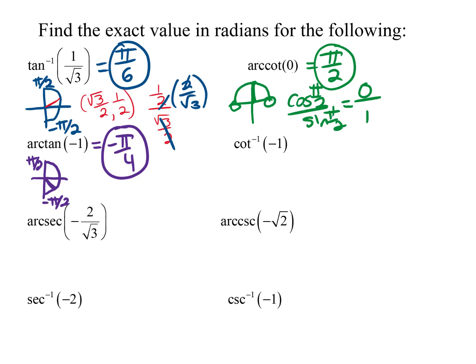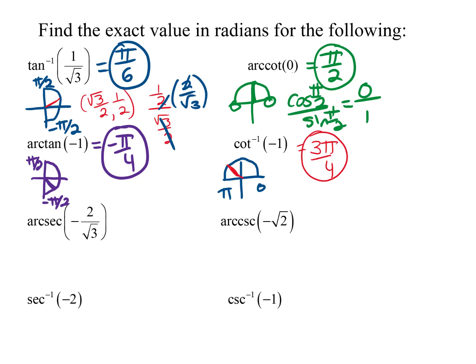Okay, looking over at the next one, we have the inverse cotangent of -1. So cotangent is going to be the upper half between 0 and pi, but leaving off our ends. And so because it's negative, I know I need to be over here at a multiple of pi fourths, but in quadrant 2. And so that is going to be 3 pi fourths.